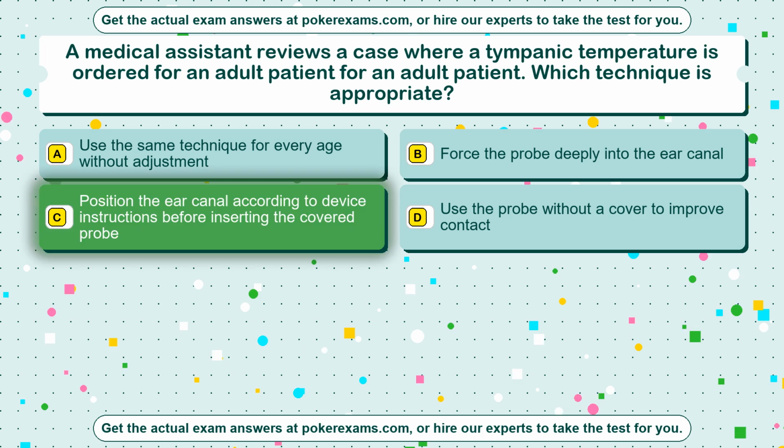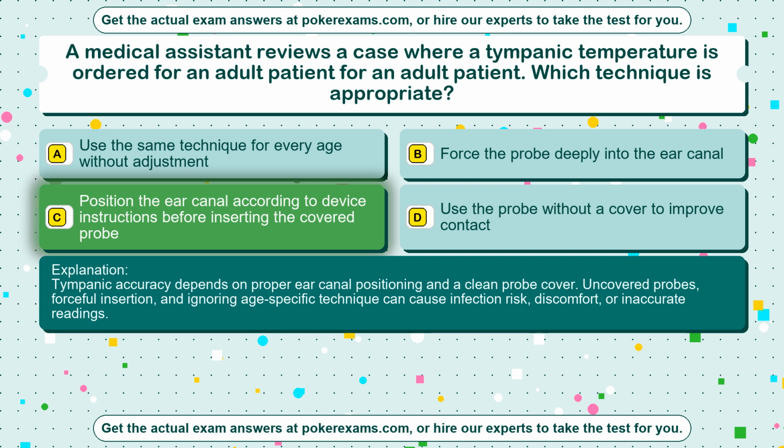The correct answer is option C. Position the ear canal according to device instructions before inserting the covered probe. Tympanic accuracy depends on proper ear canal positioning and a clean probe cover. Uncovered probes, forceful insertion, and ignoring age-specific technique can cause infection risk, discomfort, or inaccurate readings.